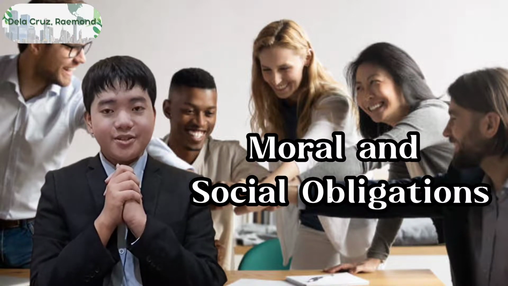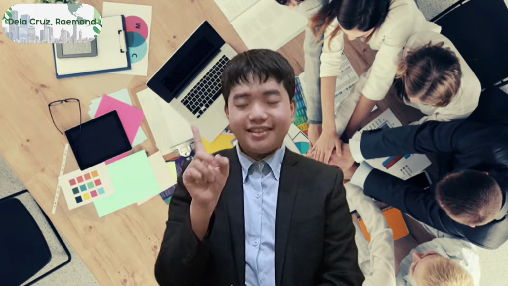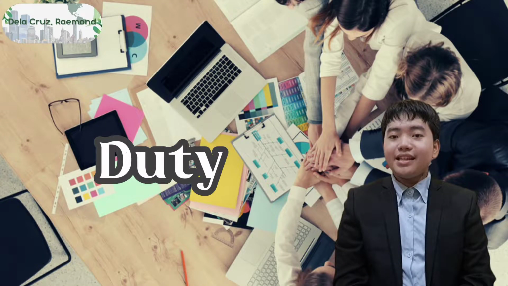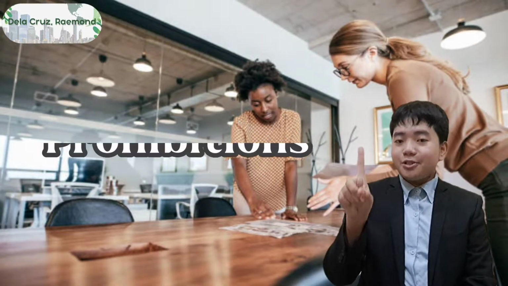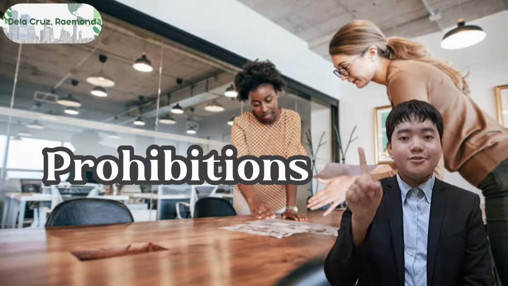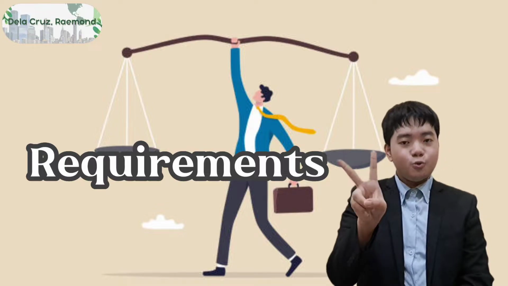Now, let us know more about the moral and social obligations of business to the environment. But before that, how can the word duty be defined? Duty is an obligation to act in a certain way. There are two basic forms of duty: prohibitions, which specify things we should not do, and requirements, which refer to the things that we should do.